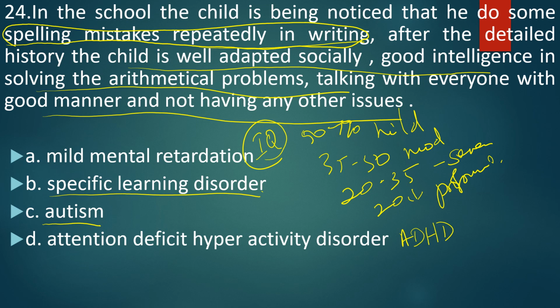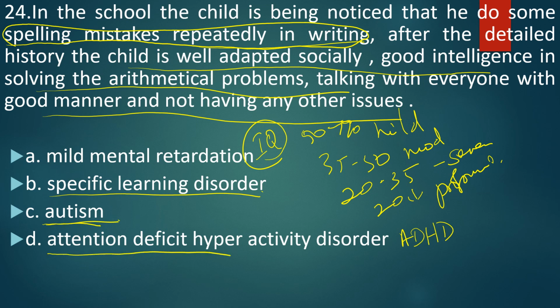Next is autism. Autism is a mental condition where the child or a person finds it difficult to communicate and form a relationship with other people. You can see the child will be alone. He will have his own world. He will not mingle with other children. You can see this typically in this condition.